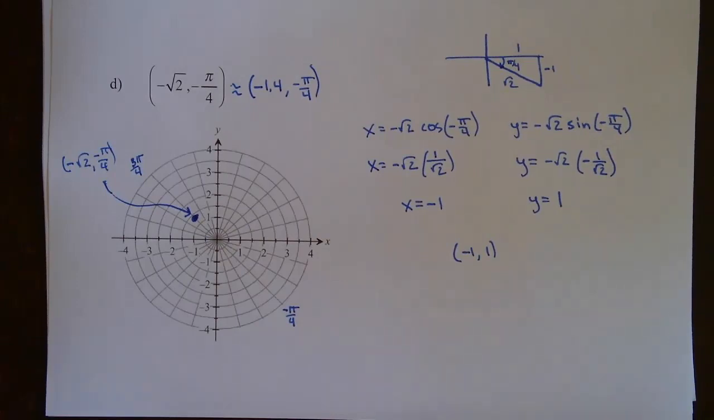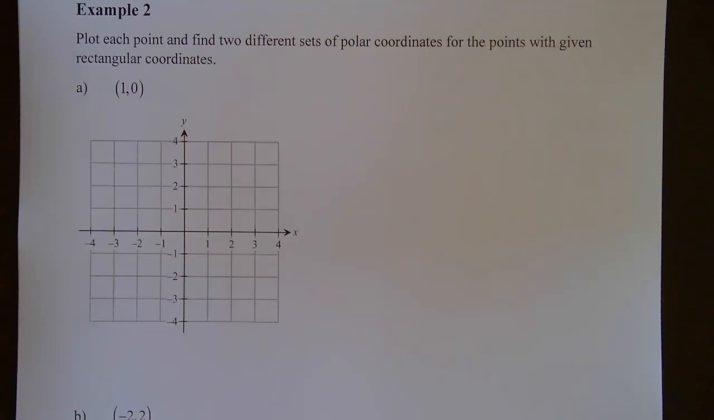The next thing I want to say is that rectangular coordinates are unique, in the sense that there's only one way to write a given point. There's not another way to write that same point. In polar, there are multiple ways of writing the same point. So now we're going to go from rectangular to polar. We want to plot each point and find two different sets of polar coordinates for the same point with the given rectangular coordinates.